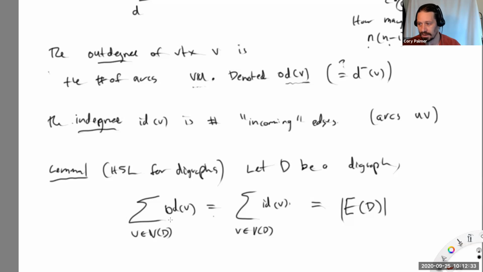Because every single arc contributes 1 to the total out degree and simultaneously contributes 1 to the total in degree. Here's your edge, right? And at some point when I count the in degrees on that vertex, it counts this arc once. And when I count the out degrees of this vertex, it counts this arc once. So each arc contributes exactly 1. So maybe it's even easier to see this equality by seeing that this equals this and this equals this, and therefore they're equal to each other.